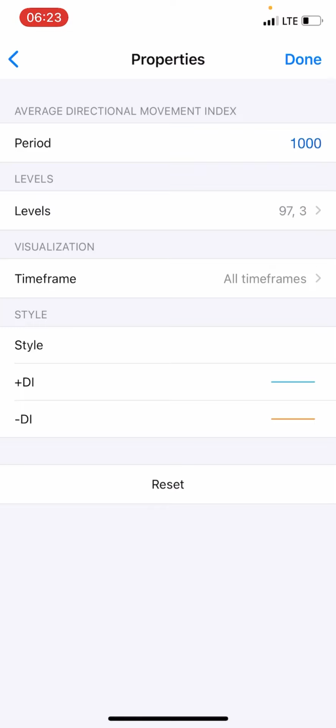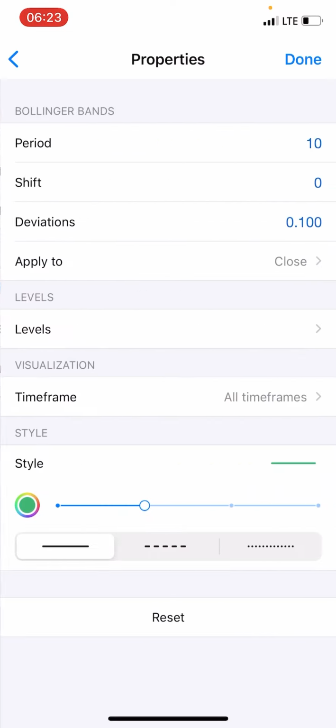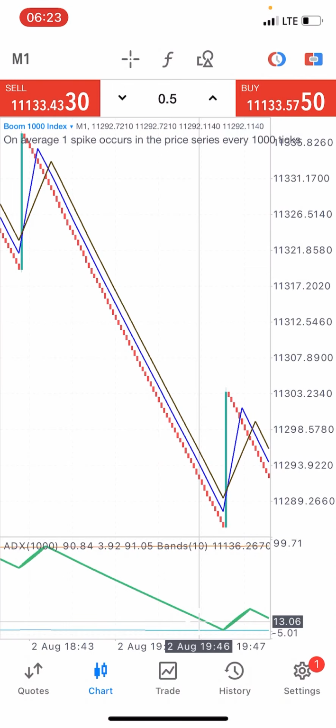I've said that before. And now the last one is the Bollinger Band, which has a period of 10, shift 0, deviation 0.1. You apply to close. There are no levels, all time frames, and you can use any color. As far as you're using a white background, you can use any color I'm using, but wherever I used white, make sure you use white. And when you're done, you click on done. You go back to your chart and you wait to either scalp or catch spikes.